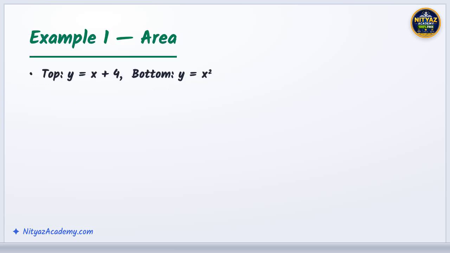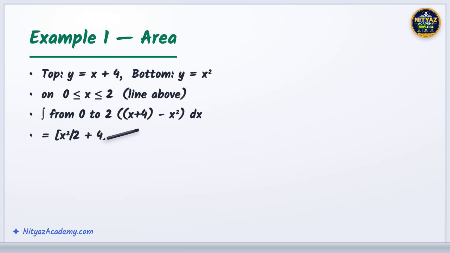Find the area between y equals x plus 4 and y equals x squared from 0 to 2, where the line stays on top. Integrate top minus bottom, x plus 4 minus x squared. The antiderivative is x squared over 2 plus 4x minus x cubed over 3. Evaluate from 0 to 2. 2 plus 8 minus 8 thirds, which is 22 thirds square units.